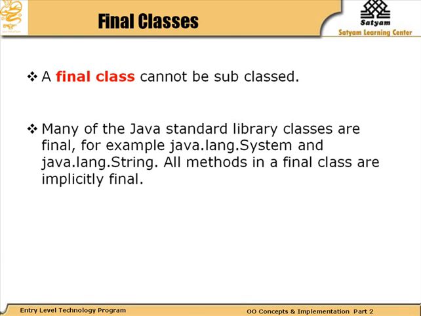Now, let's see how to declare a final class. Here is an example. public final class MyFinalClass. Final, as you see here, is the keyword used to declare a final class. Now this implies that MyFinalClass is a class which cannot be further subclassed or cannot have a child class.